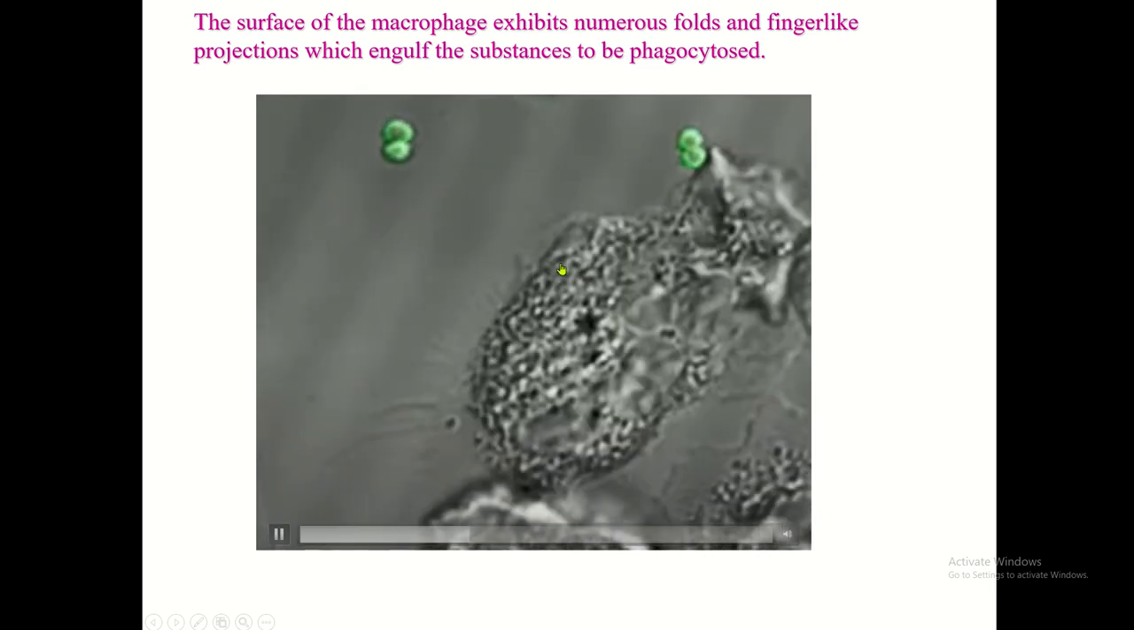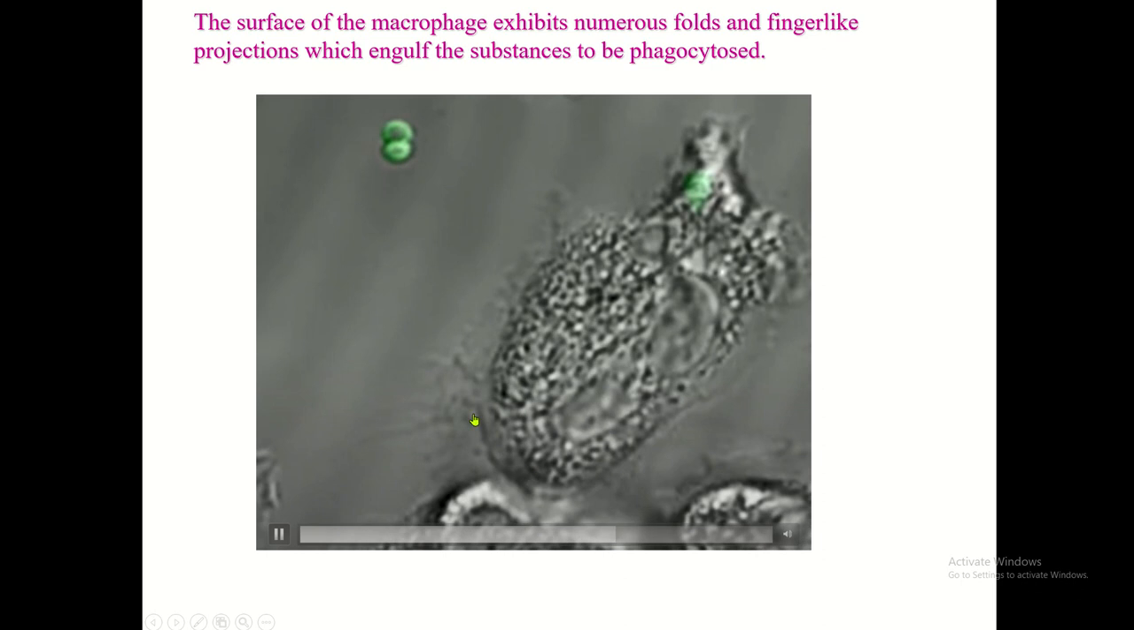The surface of the macrophage exhibits numerous folds and finger-like projections which engulf the substance to be phagocytosed.